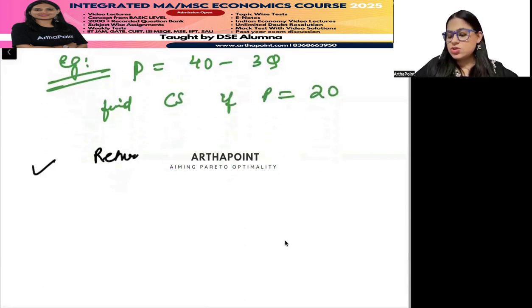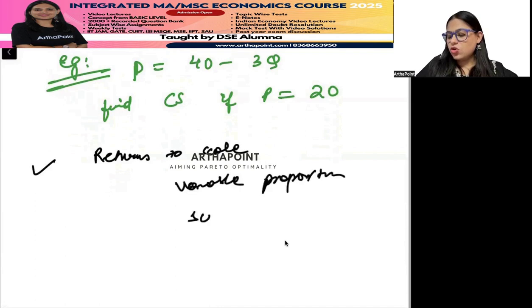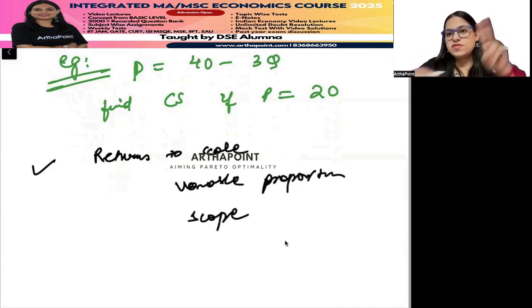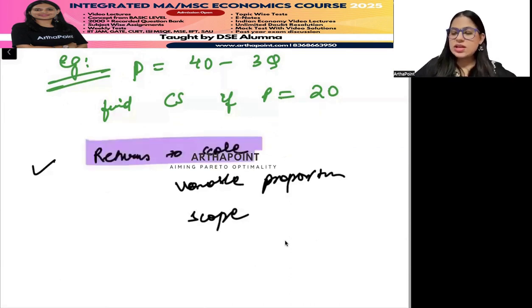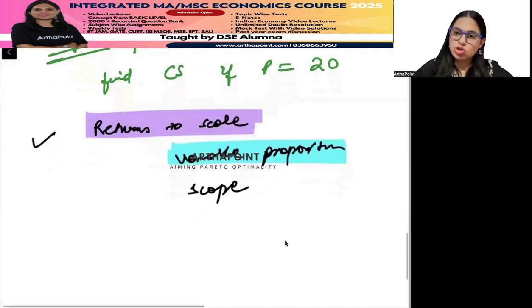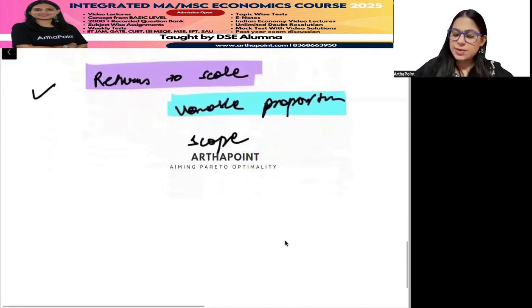Then the next thing that you have to be well aware about is the difference between returns to scale, variable proportion, and economies of scope. तो economies of scale क्या होता है, economies of scope क्या होता है और law of variable proportion क्या होता है. You have to remember that returns to scale is a long run concept, whereas law of variable proportion is a short run concept. This can be asked in exam.